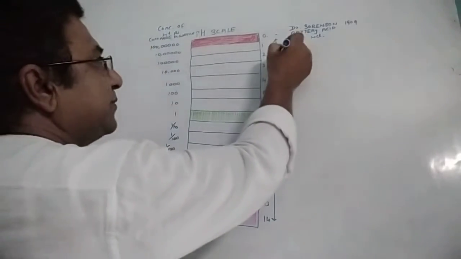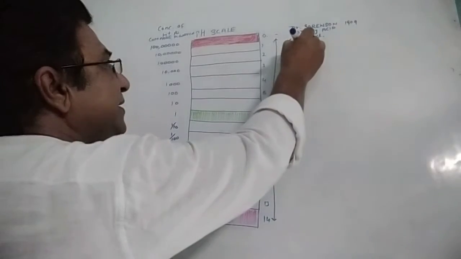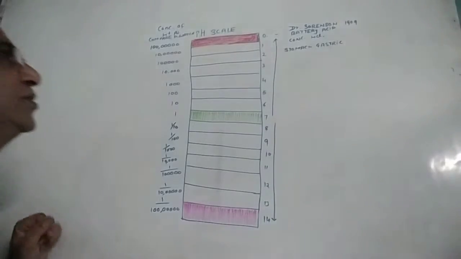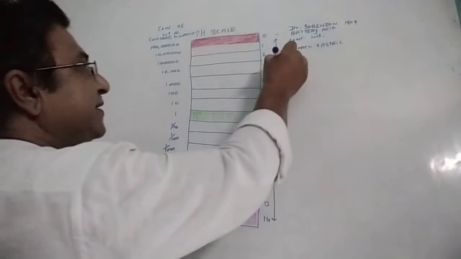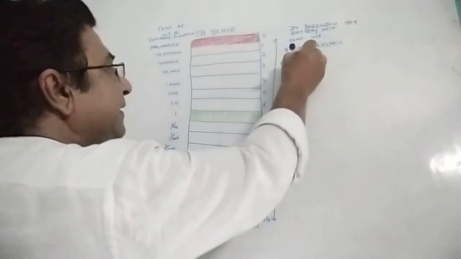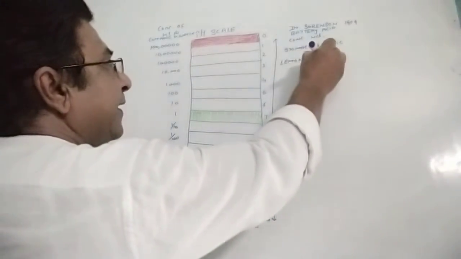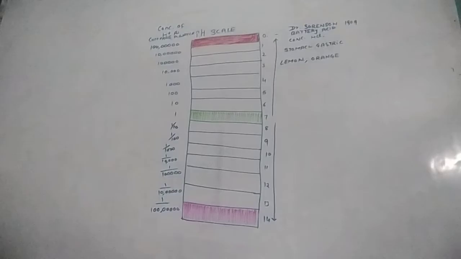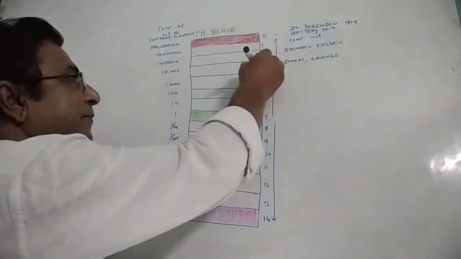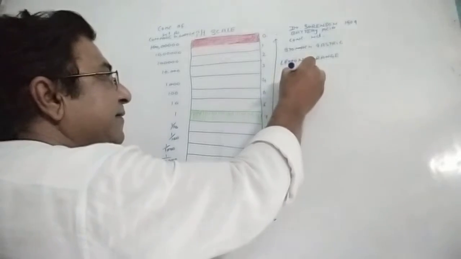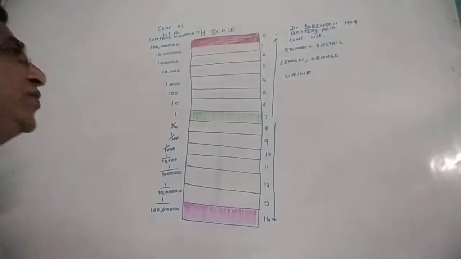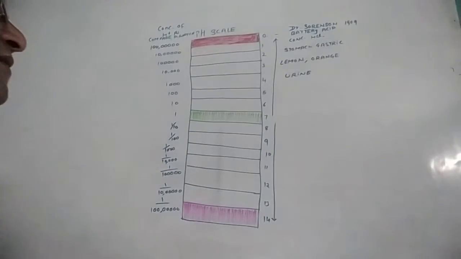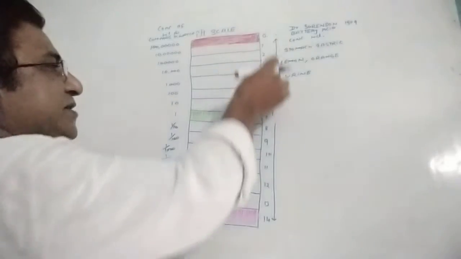In the body, in the stomach, we see HCl or gastric juice having a pH of about 2, correct? And lemons and oranges contain citric acid, and their pH is about 3, correct? Now urine has a pH of about 4. So as we move down, the H plus ion concentration decreases. Down means from 0 to 7.